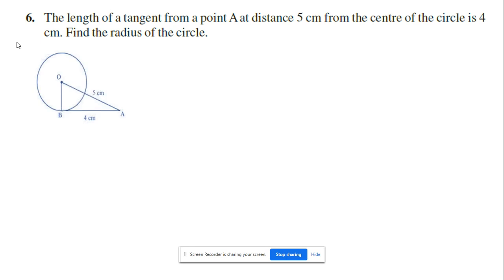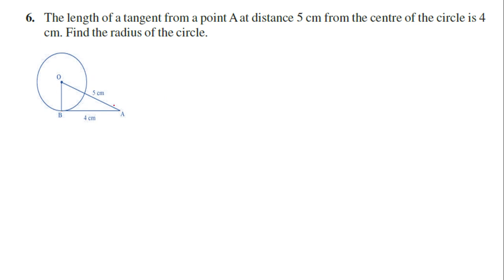Okay, so the figure is the most important part of any question, because if the figure is not formed, then your answer will not even start. So again let me repeat: the length of a tangent from a point A, distance 5 centimeter. Okay, so the point A, 5 centimeter.